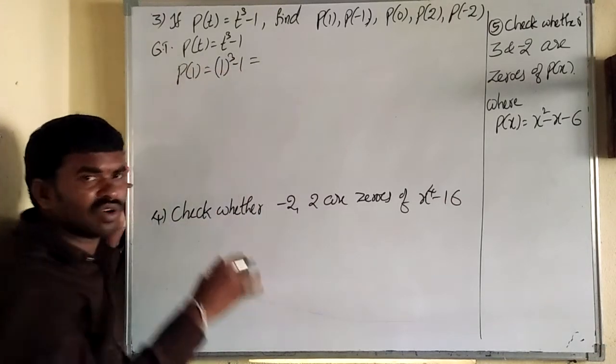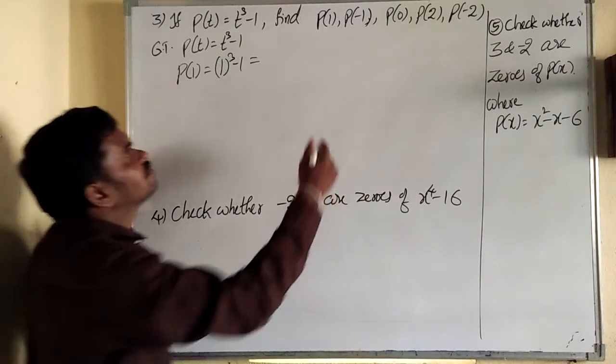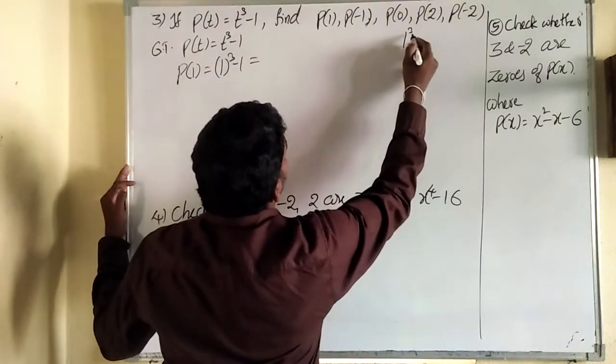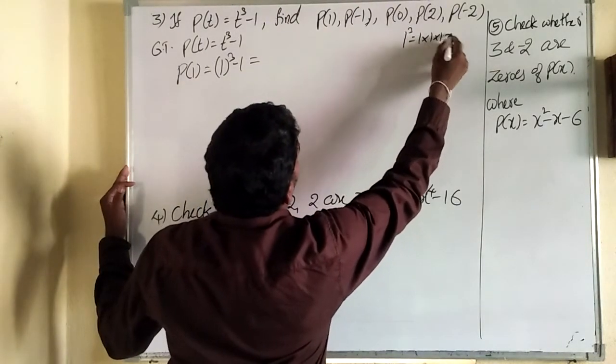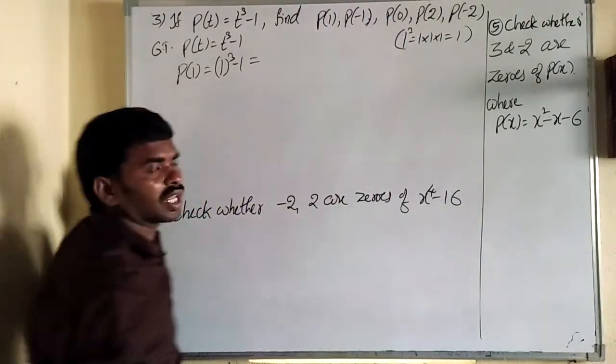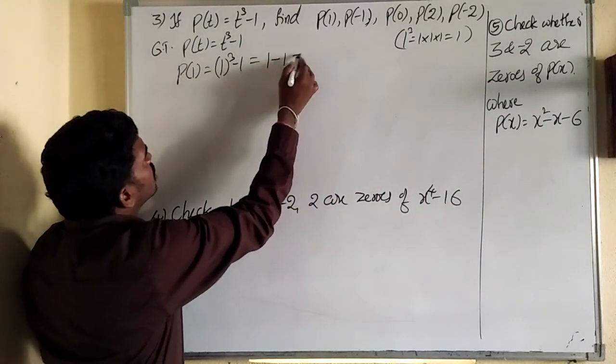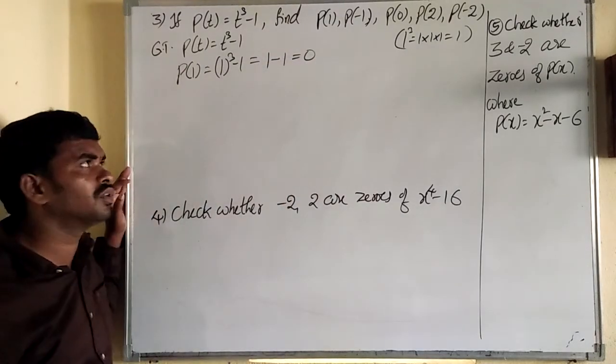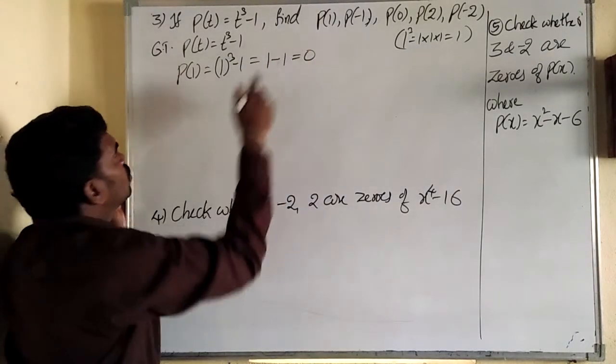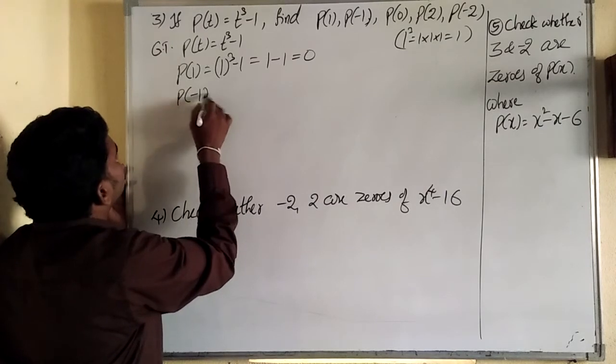Tell me, 1 cube minus 1. What is the value of 1 cube? 1 into 1 into 1. Okay? So 1 cube equals 1 into 1 into 1. How much? 1 only. So the value of 1 cube is 1. Next, minus means minus. Next, 1 means 1. So 1 minus 1, how much? 0. So got it. Next, asking P of minus 1.